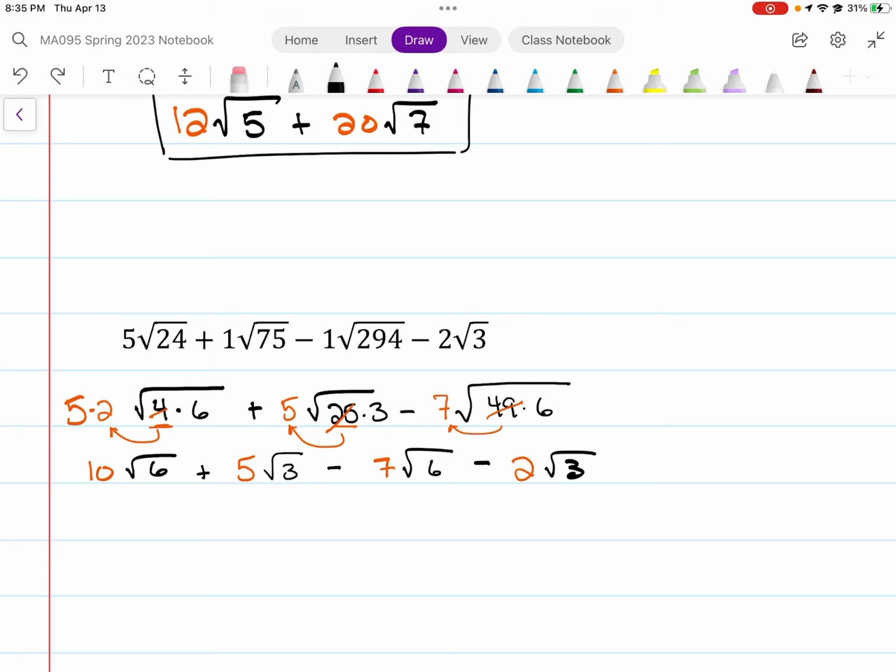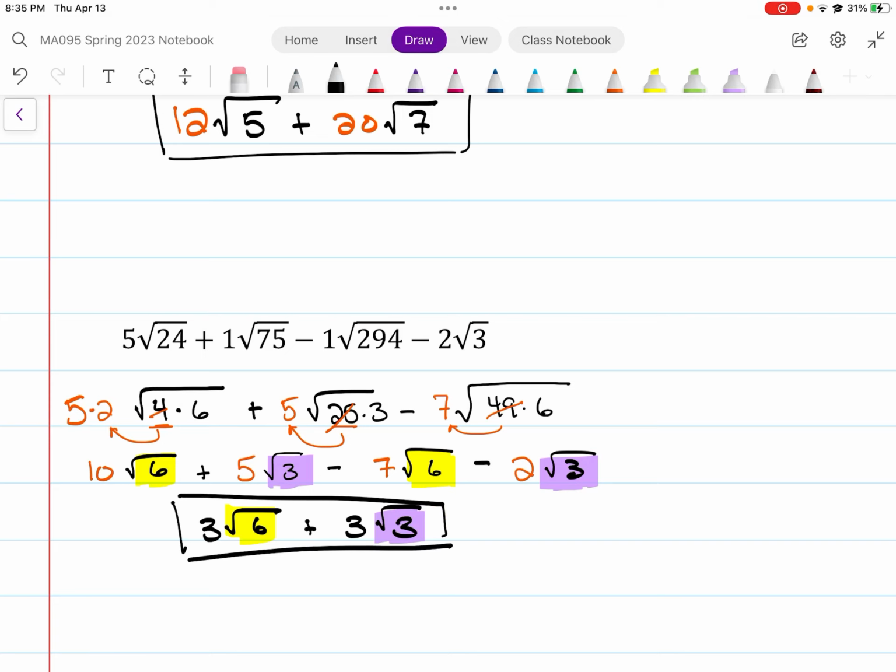All right, so now continuing on, we've got square root of 6, square root of 6, and we've got square root of 3, square root of 3, and we're going to combine those. So 10 minus 7 is 3 square root of 6. That's the yellow one. And then the 5 minus 2 is going to be a positive 3 square root of 3. So that one is the purple one. And that is as much as we can do with that. Square root of 6 doesn't simplify anymore, and they can't be combined.